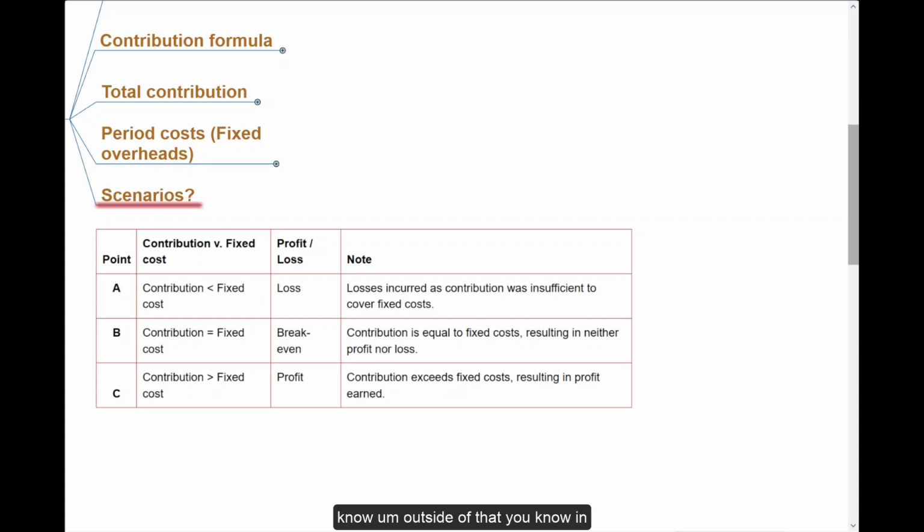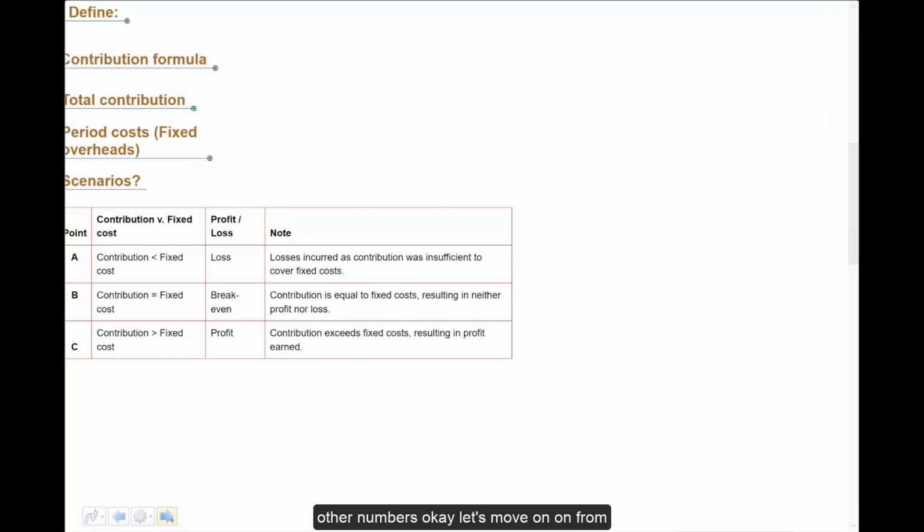Outside of that, in terms of understanding this area, I think what we've got to get a fix on here is this set of formulas. You know, the idea, for example, that the contribution is equal to X minus Y, selling price less marginal costs. The idea that at a break-even, contribution is equal to fixed costs, because this is what the examiner is going to target, your understanding of these formulas. And he's going to put you in a position where, let's say, you don't have a number, X, and you need to find it. So you need to be able to manipulate other numbers, okay? Let's move on from there.